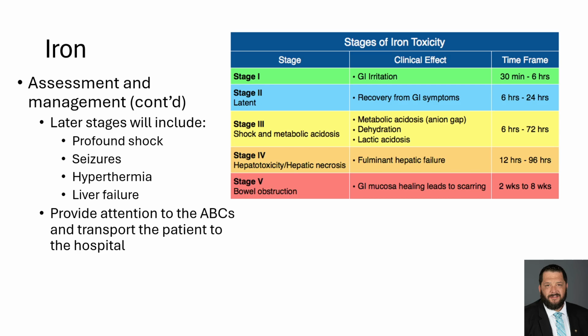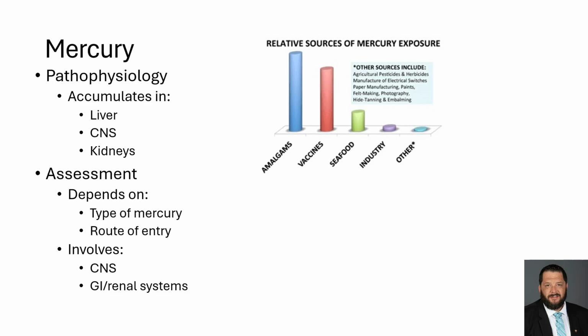Life support measures include ABC management for these patients at the appropriate level for your certification. Mercury accumulates when consumed, accumulates in the liver, the central nervous system, and the kidneys. The table here at the top right just kind of shows where most of the mercury is found in today's world. Assessment depends on the type of mercury that the patient was exposed to and the route of entry.